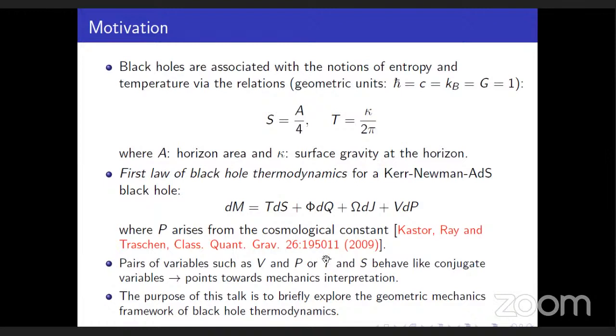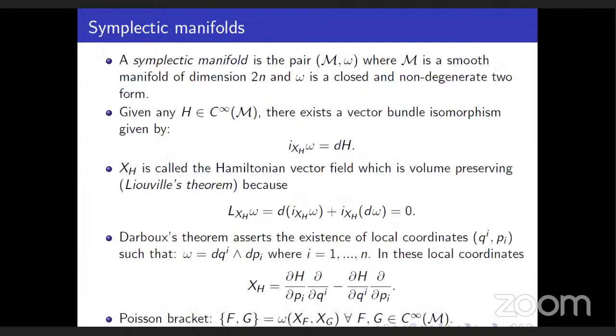Something that all of us are aware of is that thermodynamic variables such as P and V, or T and S, or maybe Omega and J, where J is angular momentum, always appear together. This is something we have seen way back from our high school days, that we have terms such as SdT and TdS. They always stick together. So it points towards a mechanics-like description of thermodynamics, associating the notion of a coordinate and a momentum, which are in a sense conjugate to each other. So the purpose of this talk will be to briefly explore the geometric mechanics framework of black hole thermodynamics.